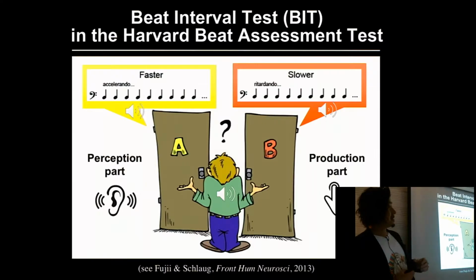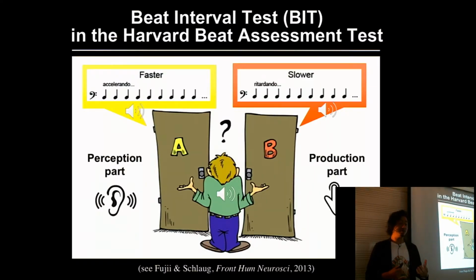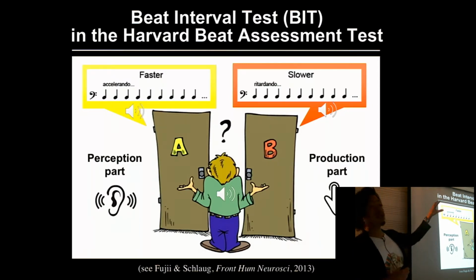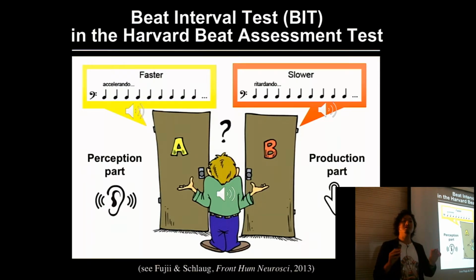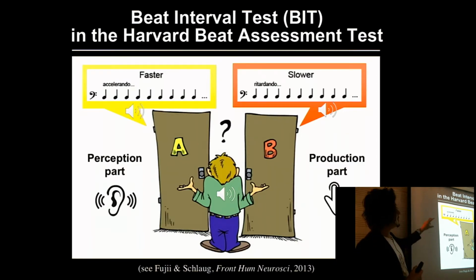Another task I used was the beat interval test from the Harvard Beat Assessment Test. We call this HBAT. I developed this test with Gottfried Schlaug at Harvard Medical School because we wanted to quantify the individual differences in beat perception and production. And then I'm going to introduce a little bit about this task.